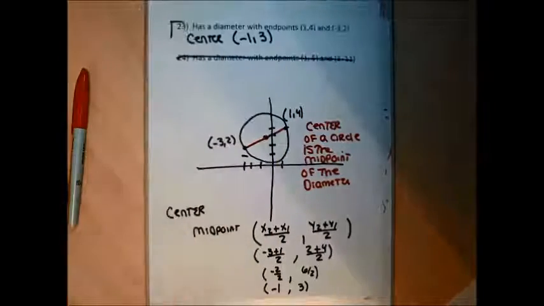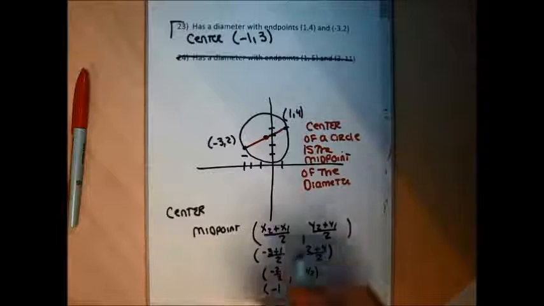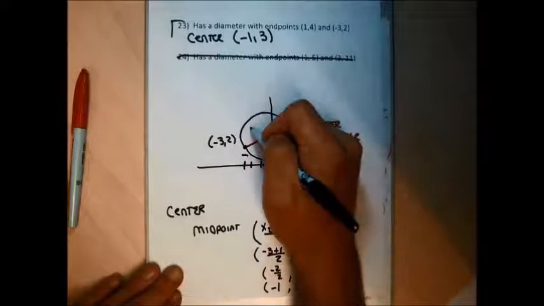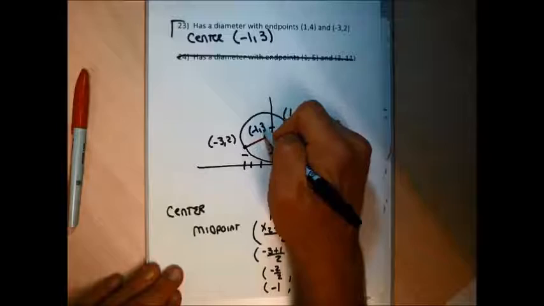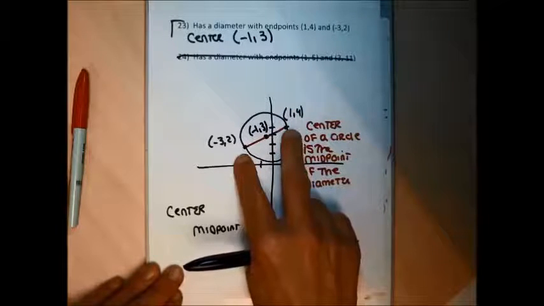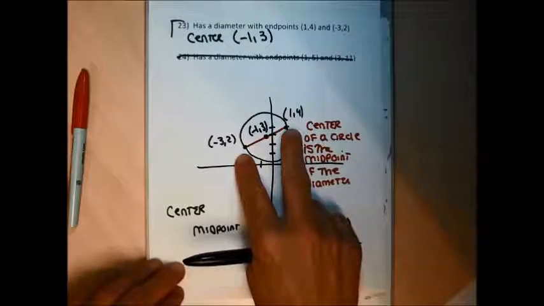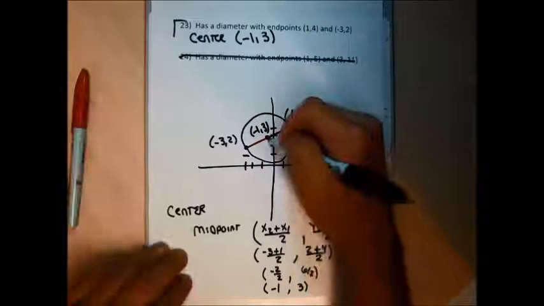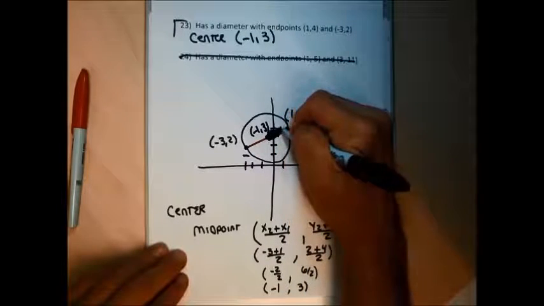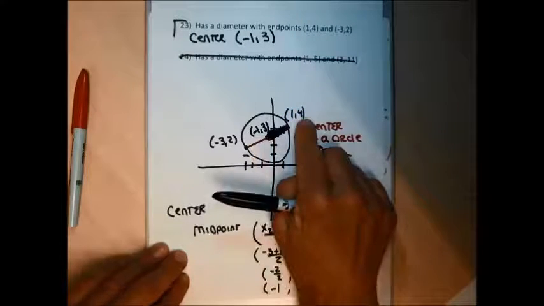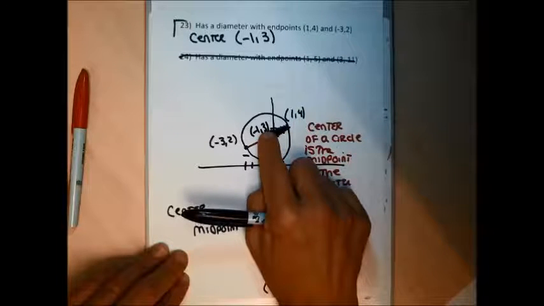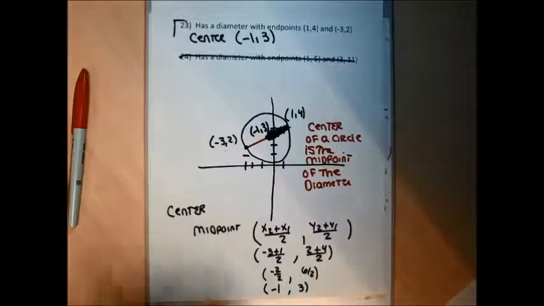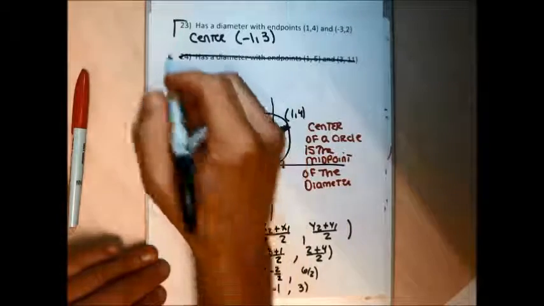Now I need to find the radius. The radius is the distance between the center, in this case the point negative 1, 3, and any point along the boundary. I'm going to use the distance formula to find the radius, and the radius I'm going to find is the distance between the point negative 1, 3 and the point 1, 4. If you found the distance between the point negative 1, 3 and negative 3, 2, it's going to be exactly the same as the distance I'm going to find. So now I'm going to find the radius.